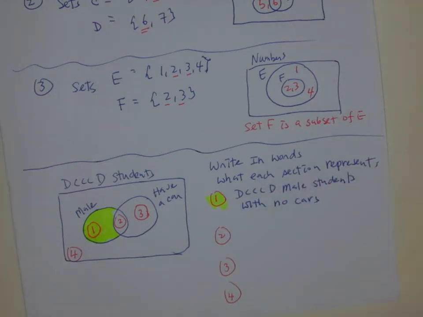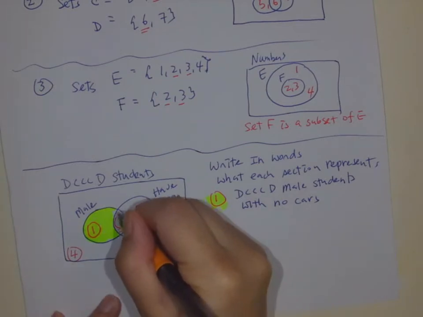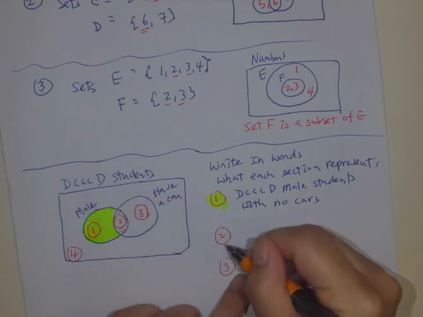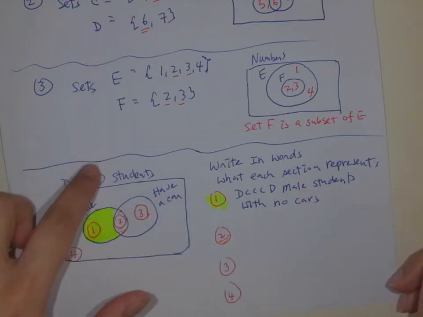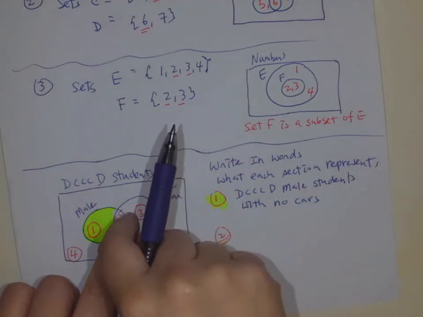Okay, so how about 2? 2 is the overlapping part of the two circles. So what would that represent? The overlapping part means the DCCC male students who also have a car, right?